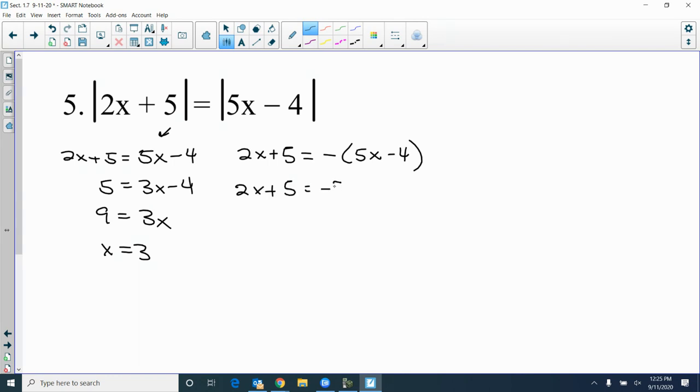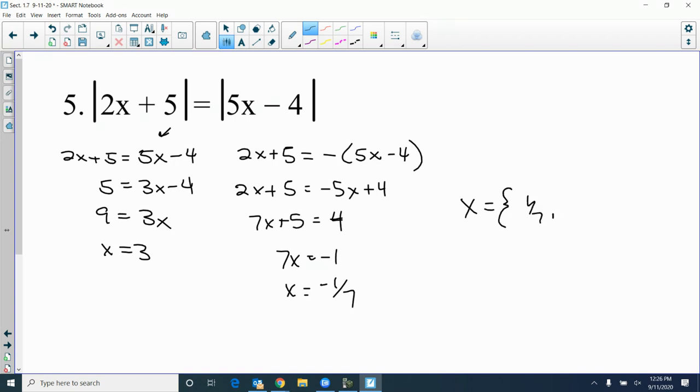Make sure you distribute that negative. Make that a +4. If I add 5x, I get 7x. And then subtract 5, 7x equals -1. x equals -1/7. So I get -1/7, 3. Okay? And they both work.